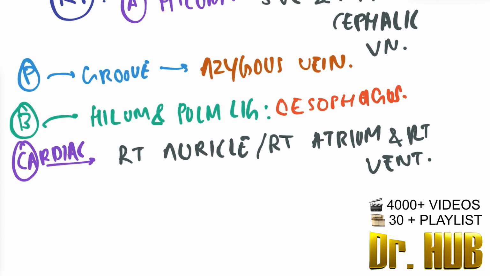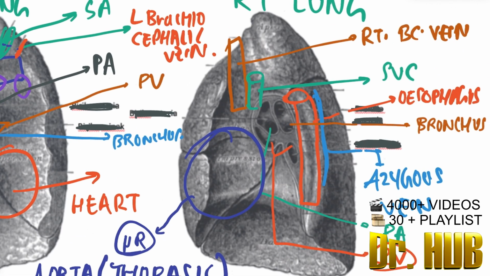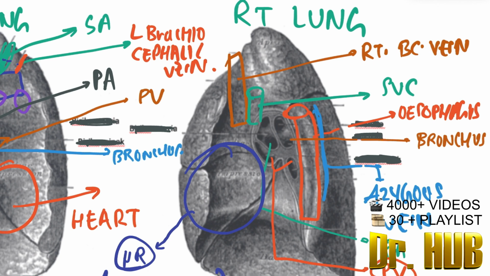Next, we look at posterior inferiorly what we have. Posterior inferiorly what we have is the presence of the IVC, aka the inferior vena cava. Now let's go back to the diagram and correlate what we have just seen.